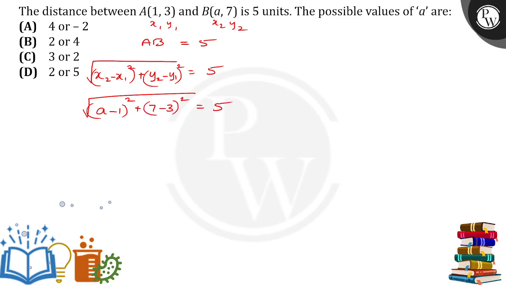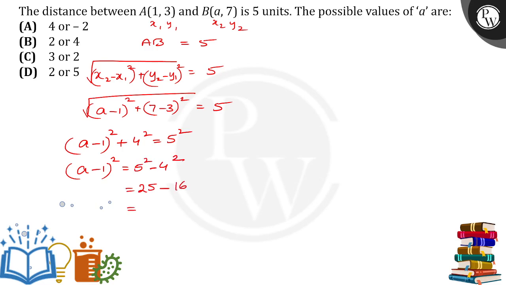So transpose the square to the RHS, then we will get (a minus 1) whole square plus (7 minus 3) square, which is 4 square, equal to 5 square. So (a minus 1) whole square is equal to 5 square minus 4 square. So 5 square means 25, minus 4 square is 16, we'll get 9. So (a minus 1) whole square is equal to 9.